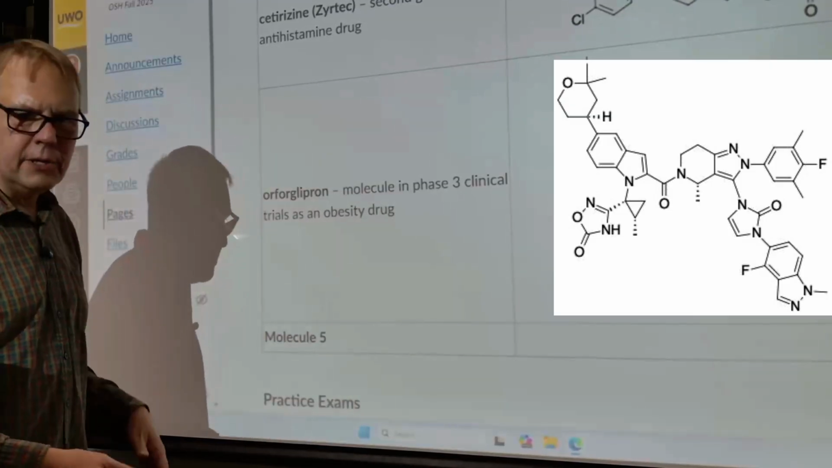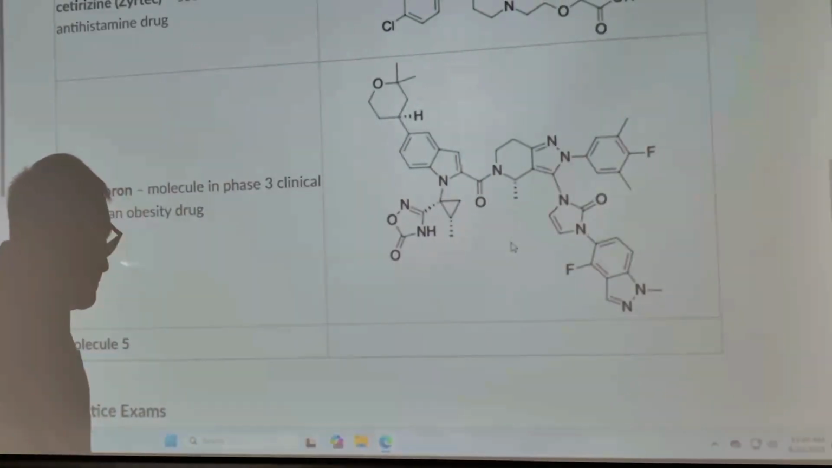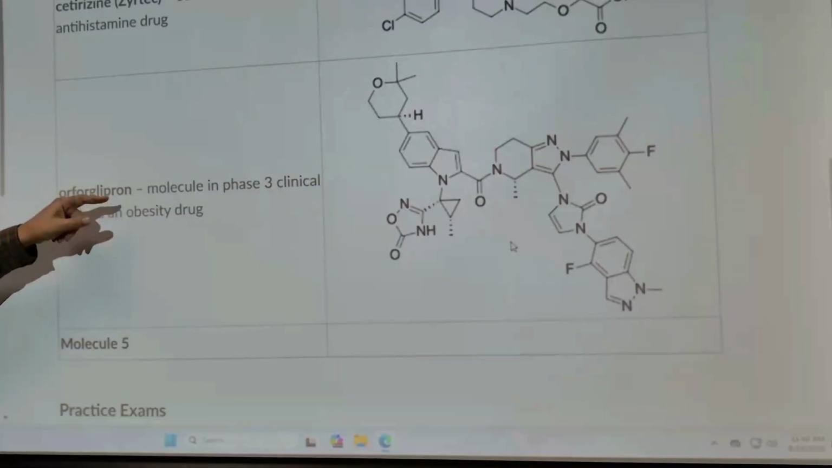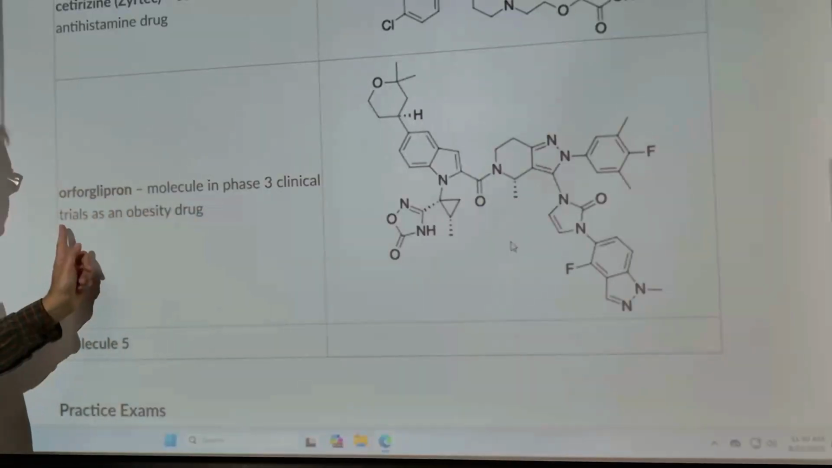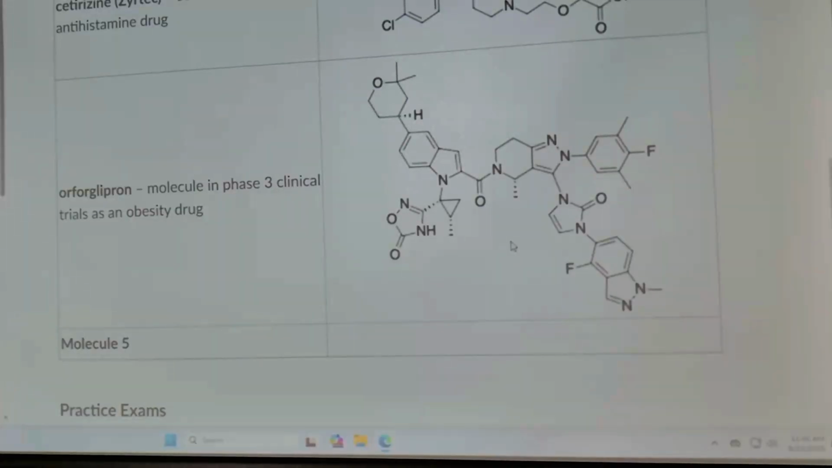It's a really complicated looking molecule. And the reason it's interesting is that right now, the name of this thing is, and I'm going to try to pronounce this as best I can, orforglipron, I don't know if that's exactly correct, but it is the name that we have so far. This is a molecule that's in phase 3 clinical trials as a new obesity drug. You probably heard in the news a lot about Ozempic and Wegovy. These are the ones that make the news.